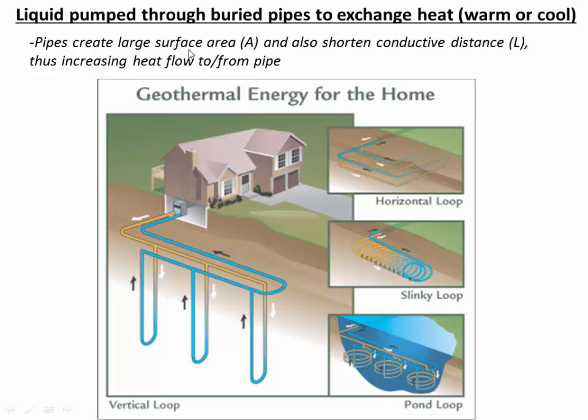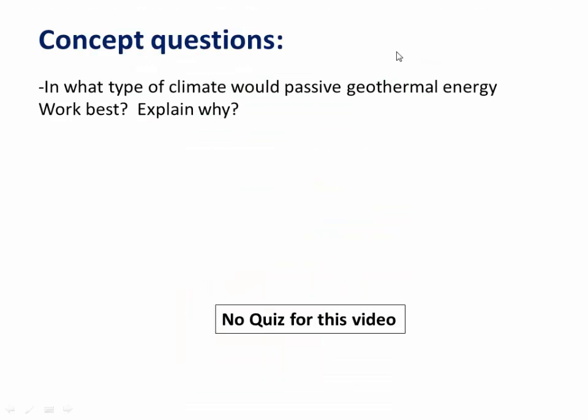okay? Because we're going to increase that area A, which is going to increase the heat flux into and out of the pipes. Of course, also by bringing that water right down into the subsurface, we're decreasing the conductive distance. So we're putting a cold material right next to a hot material, and that's going to drive higher heat fluxes also. So I'll leave you with a couple concept questions here.